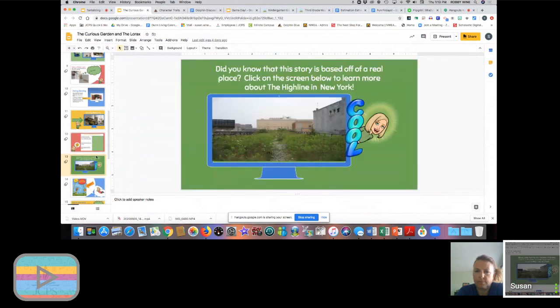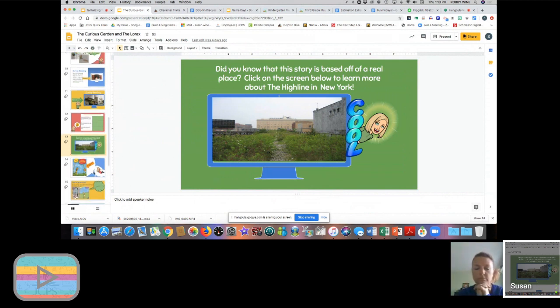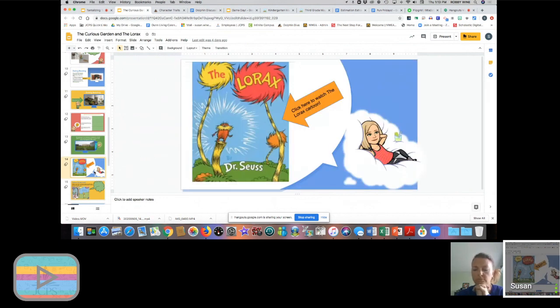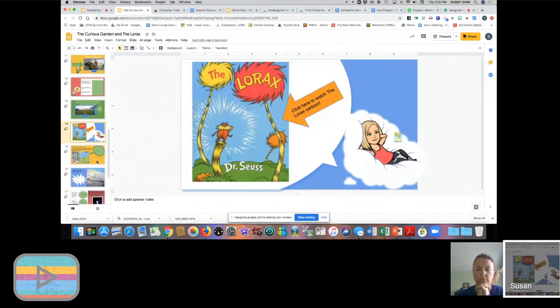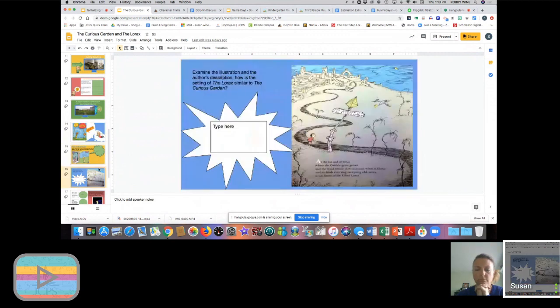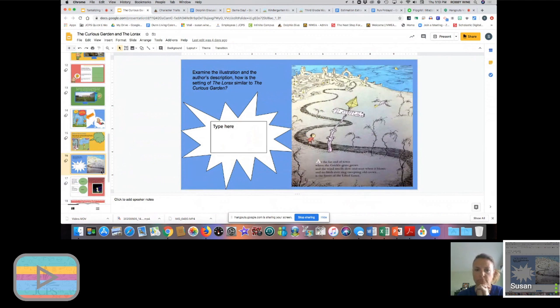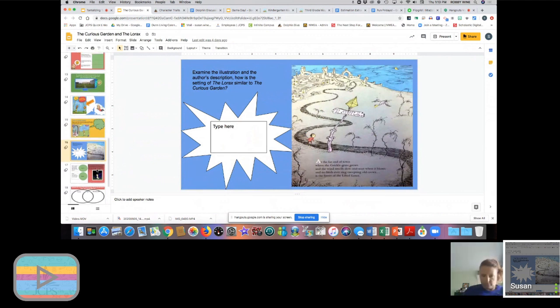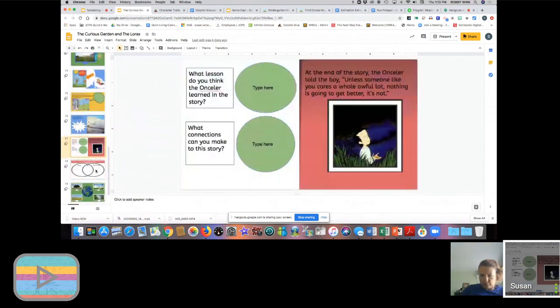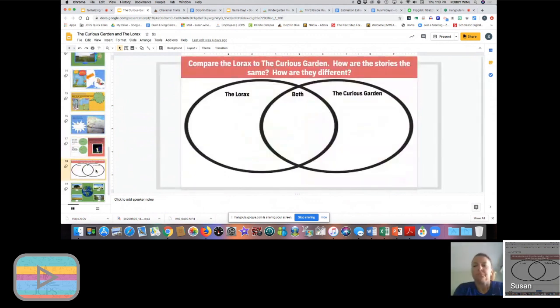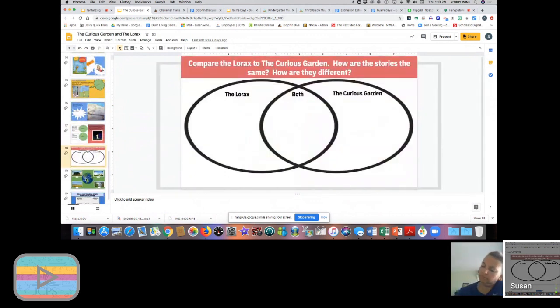And then in the end, this was because the Curious Garden is actually based off a real place, the High Line in New York. This was a video all about the High Line for them to connect it to real world. And then the next slides are all about the Lorax. And so rather than me reading it, I actually connected it to a little movie, a cartoon of the Lorax. Again, they have places to respond, and then they were comparing the two stories, how they were alike and how they were different.